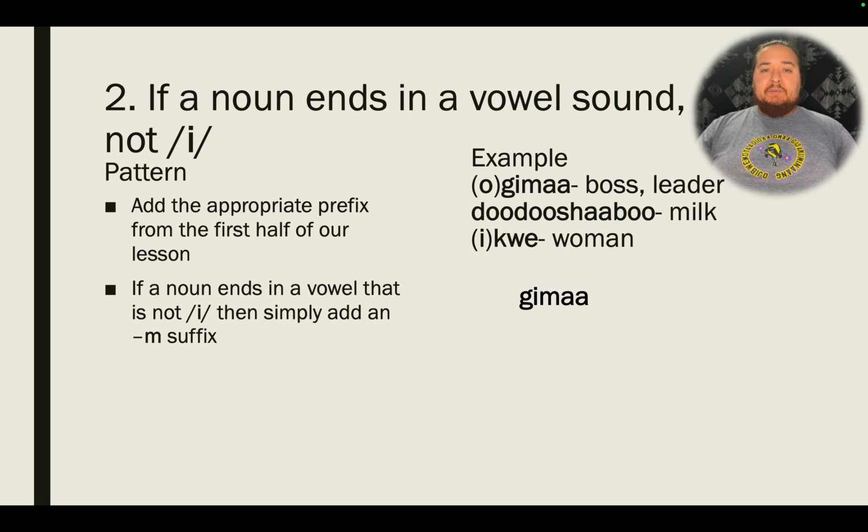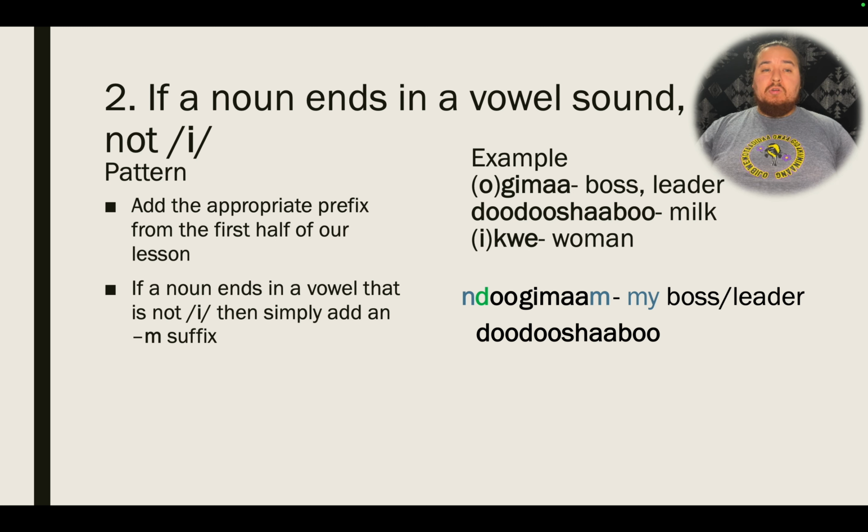For the first one, we're going to use gima. Because it has a secret vowel sound in front, we're going to bring that back as an O sound. Now with a single O, when we bring it back, we double it up. And then we add our D prefix. Next, we're going to use our pronoun prefix, N. And now we can use our ownership suffix, M. So endogimam for my boss or leader.